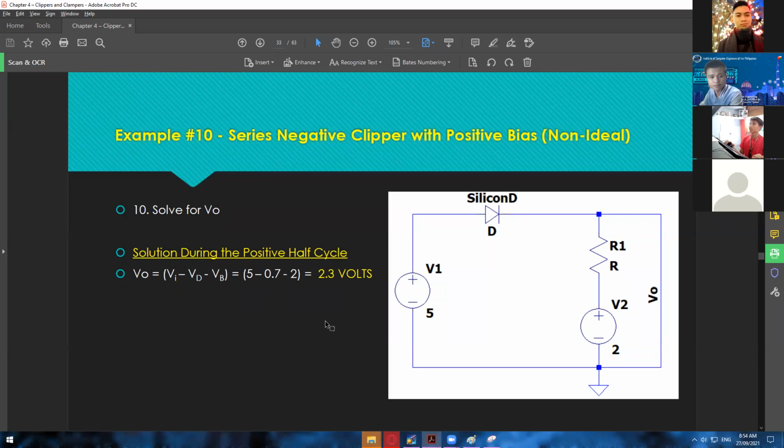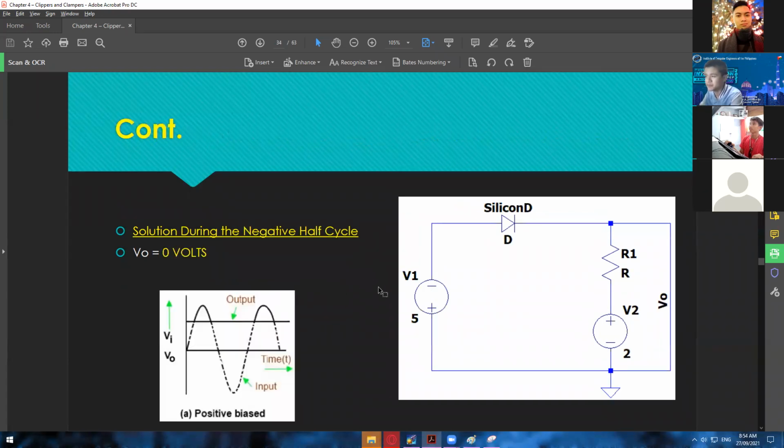Okay, very good. And during the negative half cycles, as usual, everything is reverse bias, even though this one has a value of 0.7. This connection right here is reverse bias, and this connection right here is also reverse bias. All throughout, we have an open circuit on this diode, so it's a 0 volts reading.